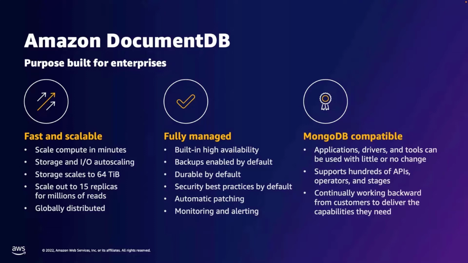An Amazon DocumentDB cluster provides 99.99% availability, that is, four nines of availability, and can handle tens of thousands of writes per second and millions of reads per second. And it supports up to 64 TiB of data.